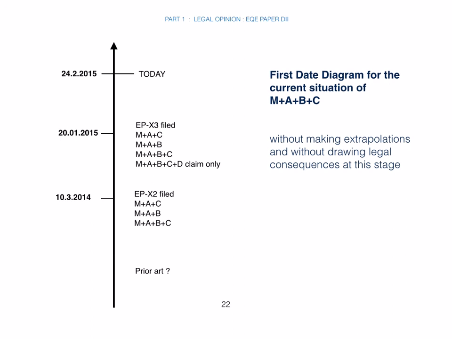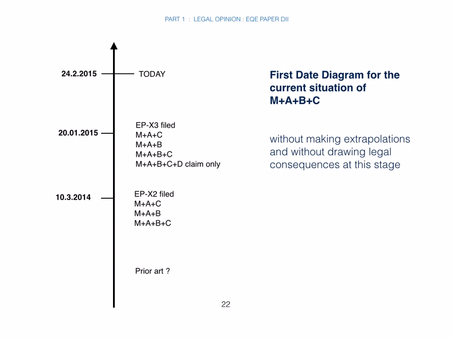I left out the prior art at the beginning because it has to be worked out, and we'll do that later. 10th of March 2014, EPX2 is filed, covering M plus A plus B plus C, amongst others. 20th of January 2015, EPX3 was filed, covering M plus A plus B plus C, amongst others, and claiming the D version. And today is the 24th of February, so there's not a whole lot of information on that timesheet. But it provides a good framework for adding extrapolations like the prior art and legal consequences later.